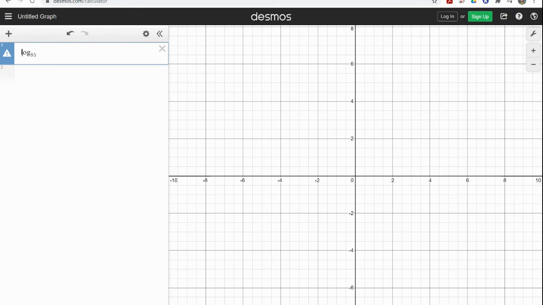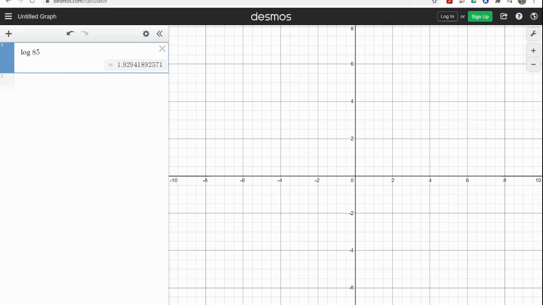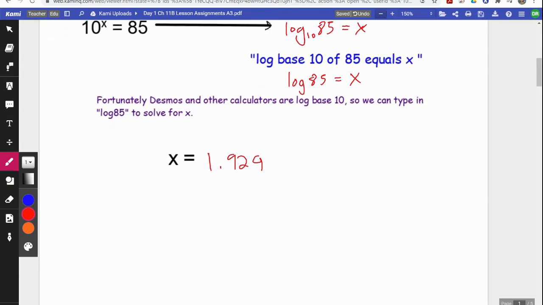Well, I wrote log and it wants a base. So they want us to have a base 10, or log 85. There we go. They say it's 1.929. We had 1.93, pretty close. 1.929. Nice. So again, just type in log. If they want you to have a base, this one doesn't, but then you would type log base 10. But it was fine without it.